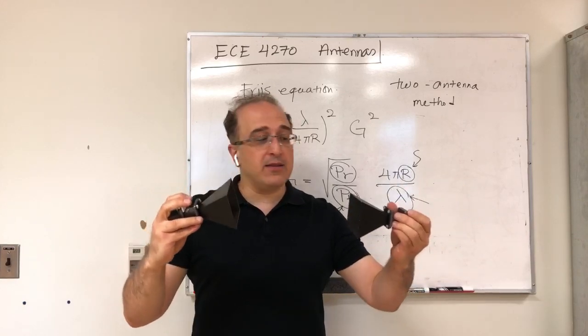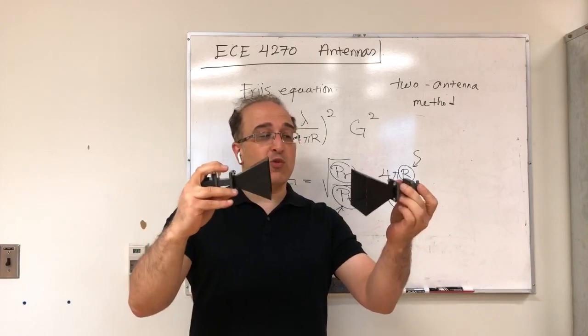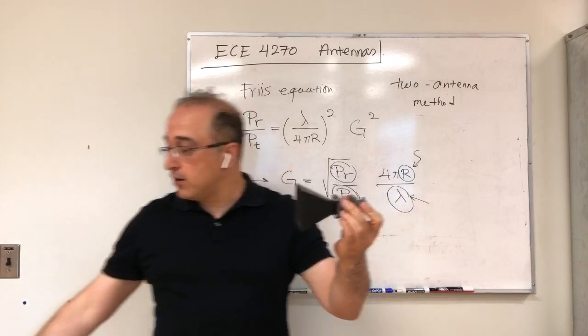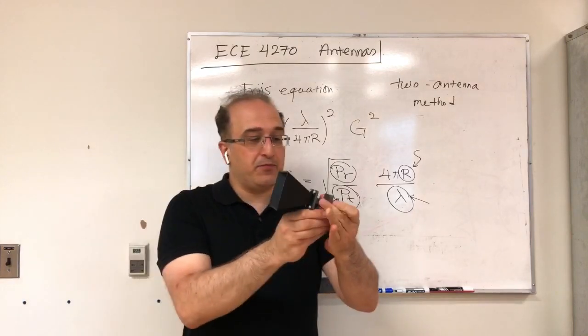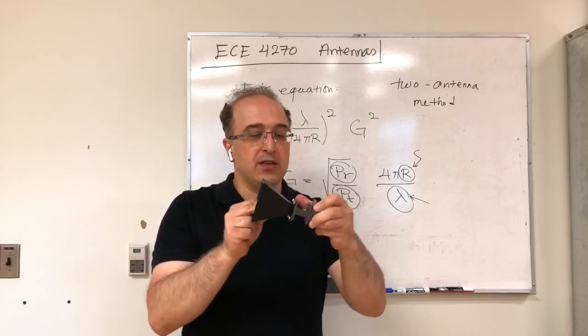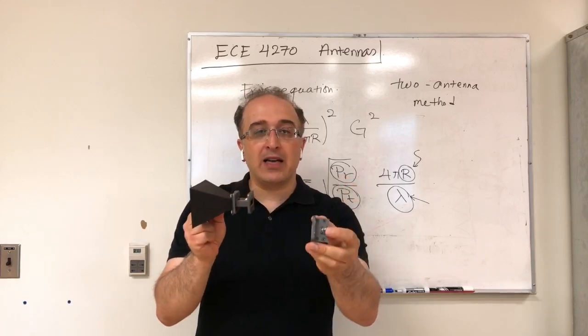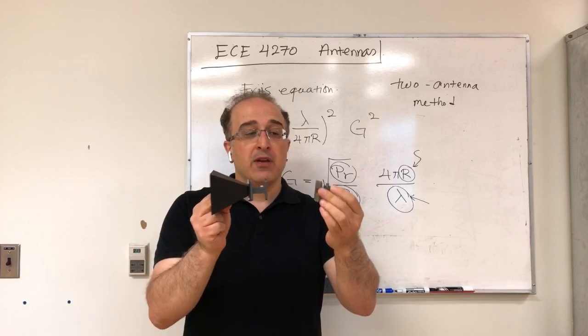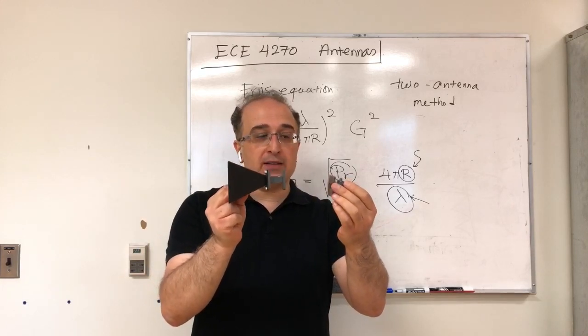So to do that, we're just gonna remove the horn antenna to find the P transmit. We're gonna remove the horn antenna. So that essentially means, you see, this consists of two parts. This is coax to waveguide. So this is the coax to waveguide adapter. I'm gonna remove that from the horn antenna.